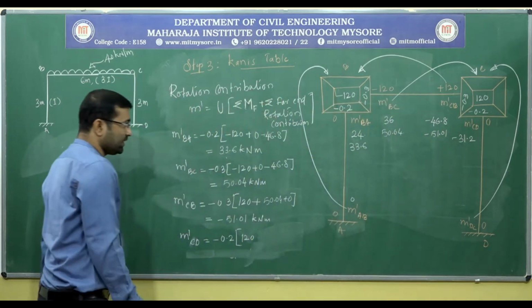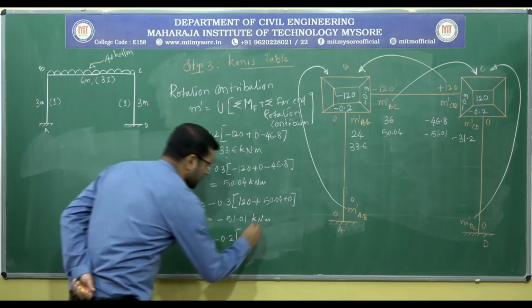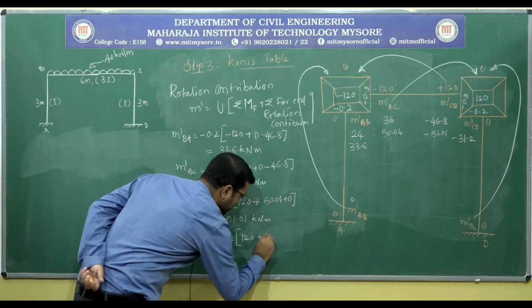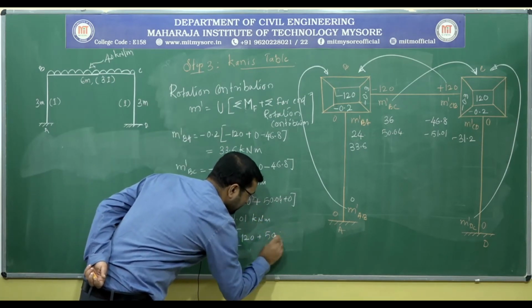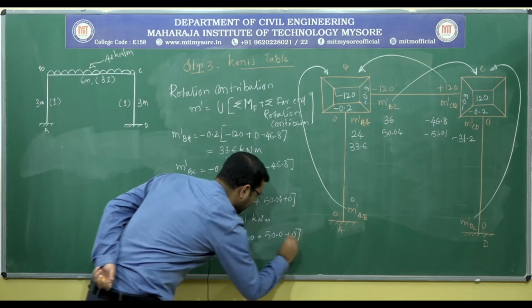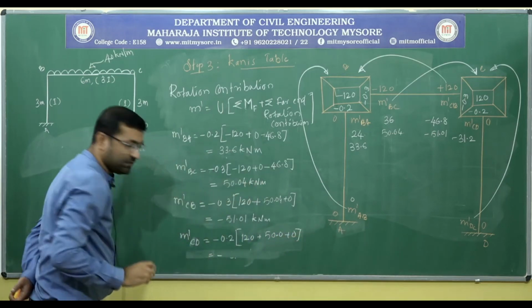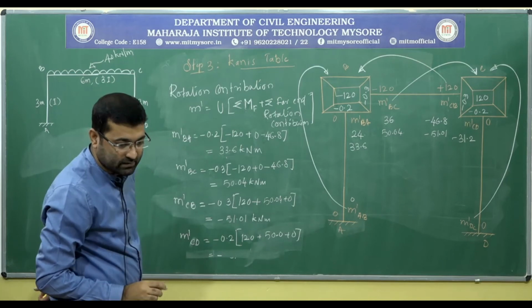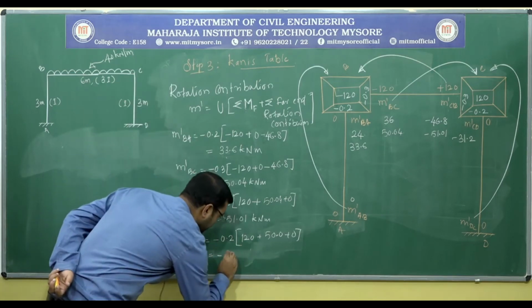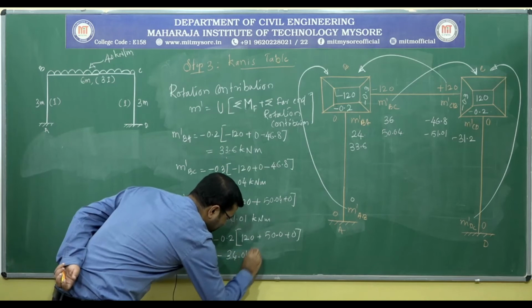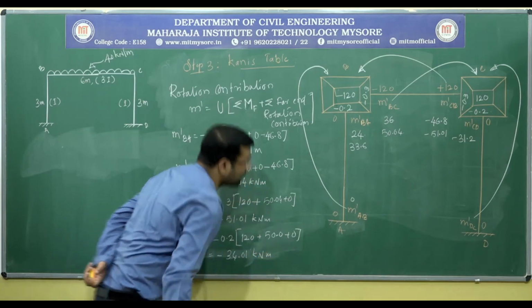The next value, m dash CD, is also the same. Inside the bracket the values will remain the same, 50.04 plus 0. This gives us a value of minus 34.01 kilonewton meter.